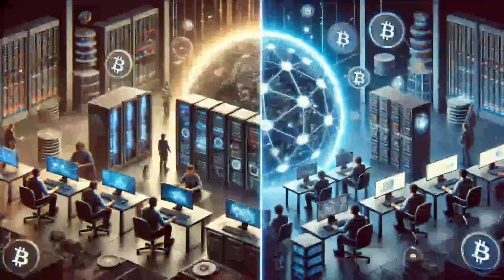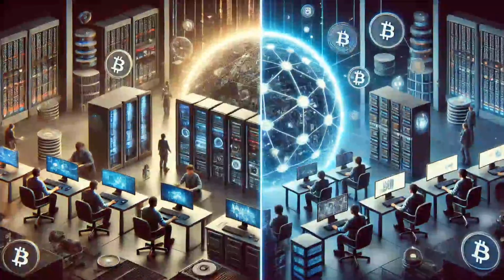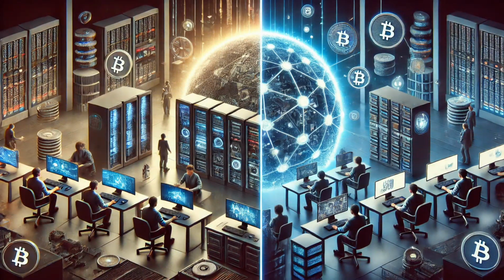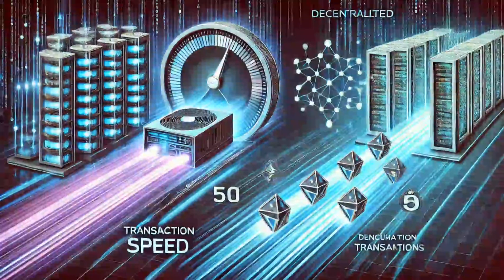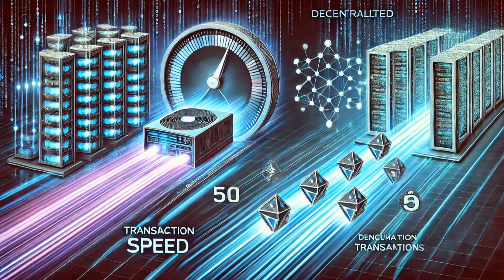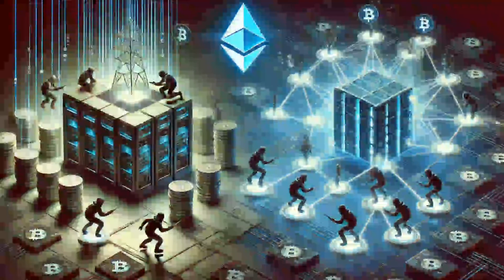Key differences: centralized versus decentralized crypto. Control: centralized platforms are owned by a company, while decentralized ones are community-run. Speed: centralized systems process transactions faster, while decentralized ones take longer due to network verification. Security: centralized platforms can be hacked, while decentralized systems are more secure due to distributed networks.